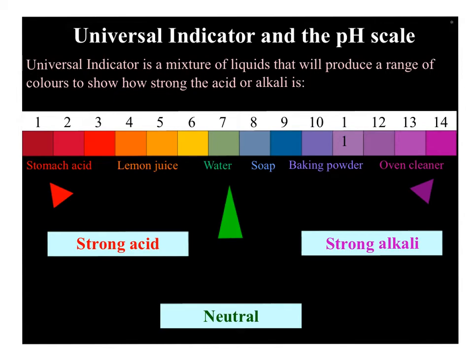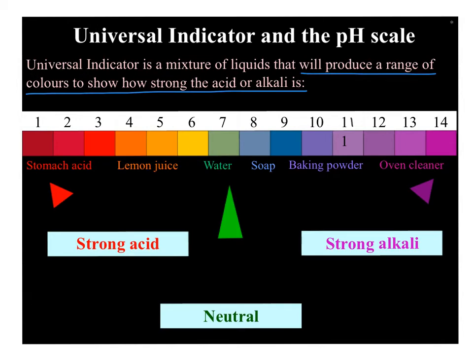So it is more useful than litmus indicator because it will produce a range of colours to show how strong the acid or the alkali is. Now we're going to talk about these colours, and I want you to notice first of all that each colour is associated with a number, and these numbers are the pH numbers, and this is why this diagram is called the pH scale. So when I add the universal indicator into a sample, it will change to whatever colour, but then we can also measure the pH number of the sample.